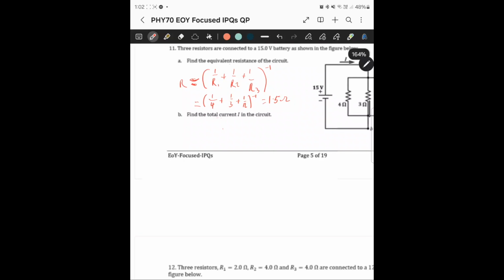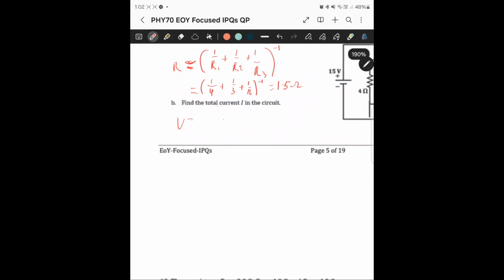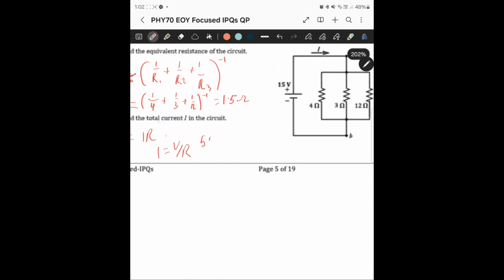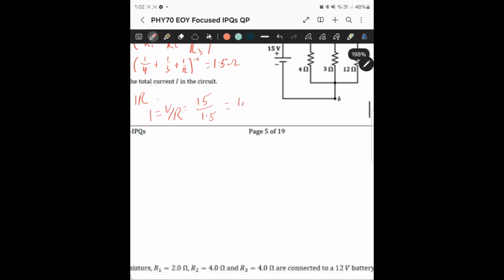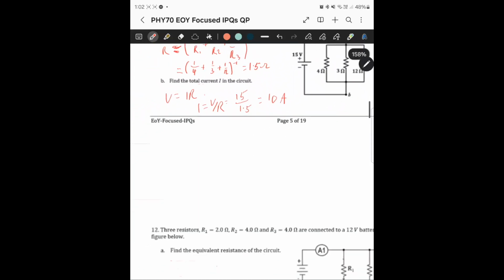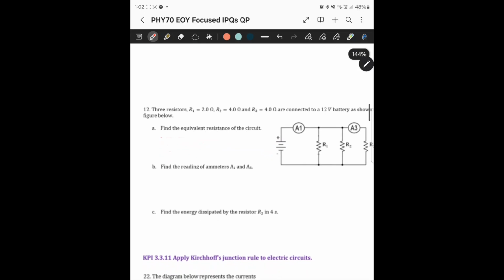1.5 ohms. In parallel, it's always smaller than the smallest resistor, so smallest is 3, that's smaller than it, so it looks about right. The total current, same idea, Ohm's law, V equals IR, or I can rearrange, I'm going to rearrange this time, I equals V over R. 15 over this resistance, 1.5. 15 over 1.5 is simply 10, and the unit is amps. Formula, numbers, answer. Unit is in amps.